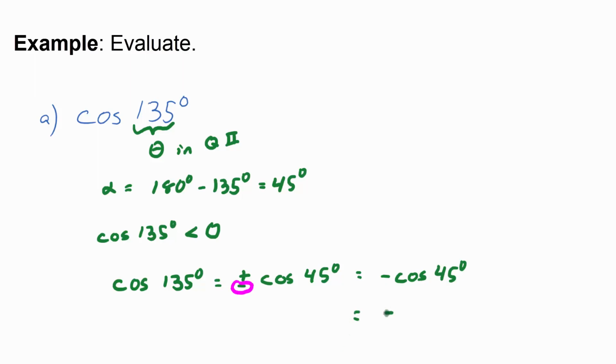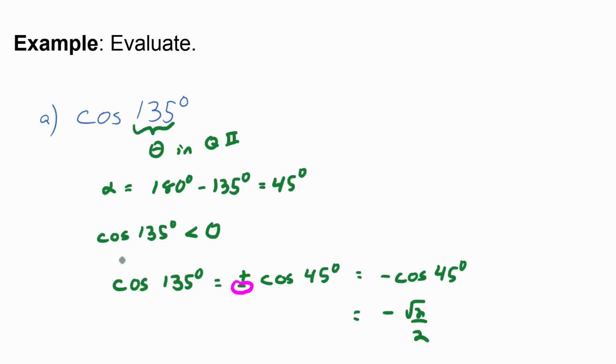So negative root 2 over 2. The cosine of 45 degrees from that chart from last time is root 2 over 2. So negative root 2 over 2. Cosine of 135 is negative root 2 over 2. Does everybody see the thought process? Any questions? Yes?